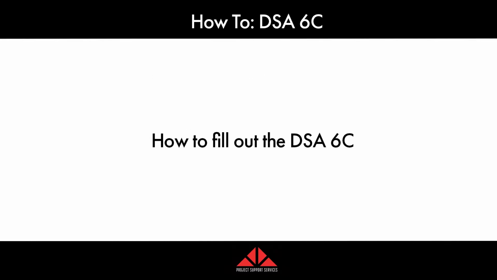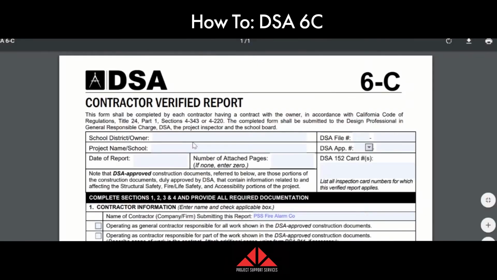Now I'm going to show you how to fill out the DSA 6C. Let's pretend I am a contractor with a school district and my project is complete. I need to fill out the DSA 6C and upload it to the box. So step one, we've got to fill it out. School district / owner. I'm going to use one of our projects as an example. So Compton Unified School District.